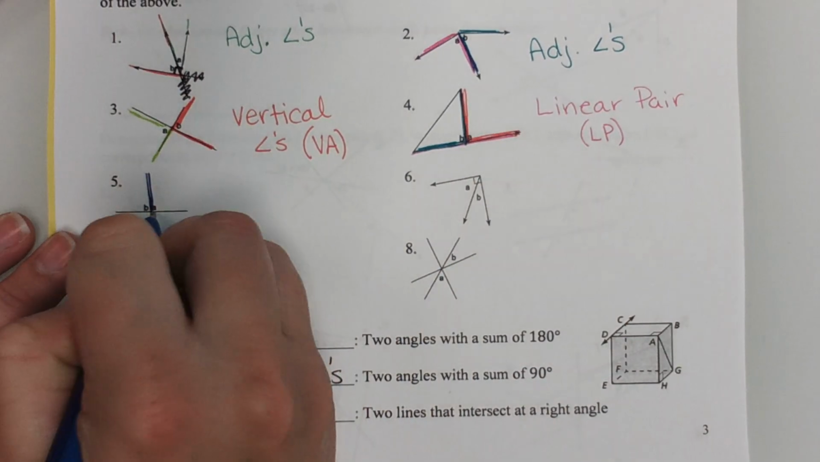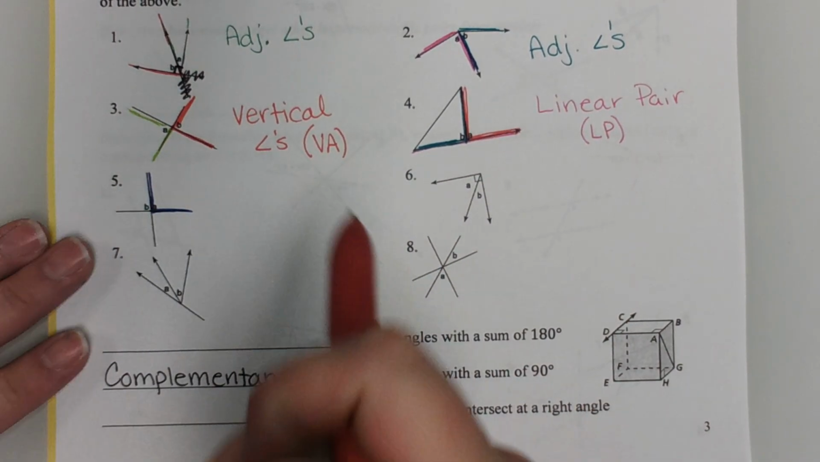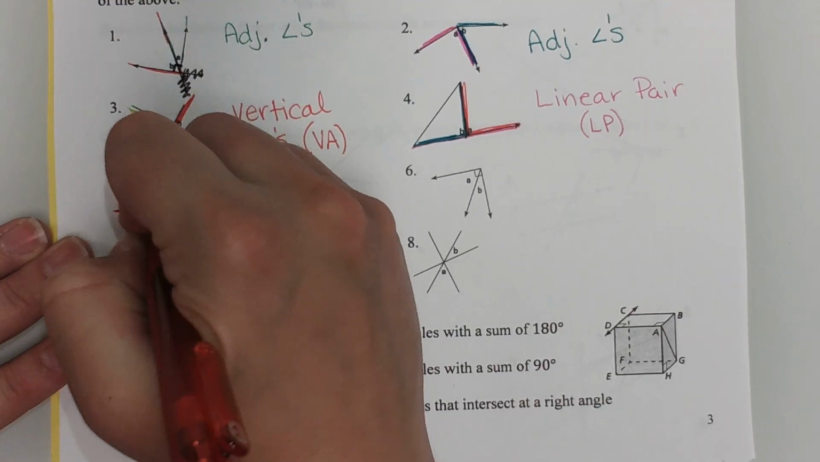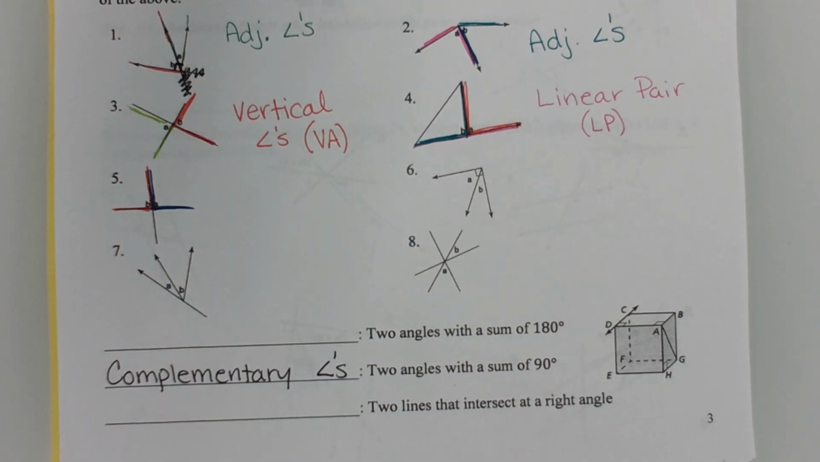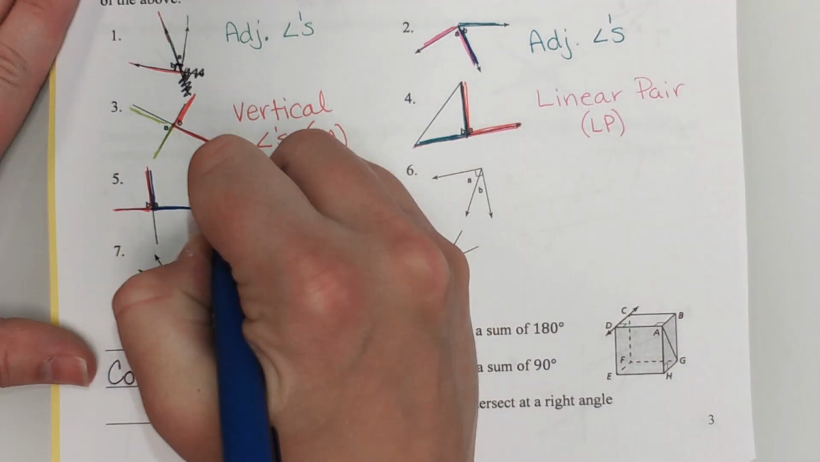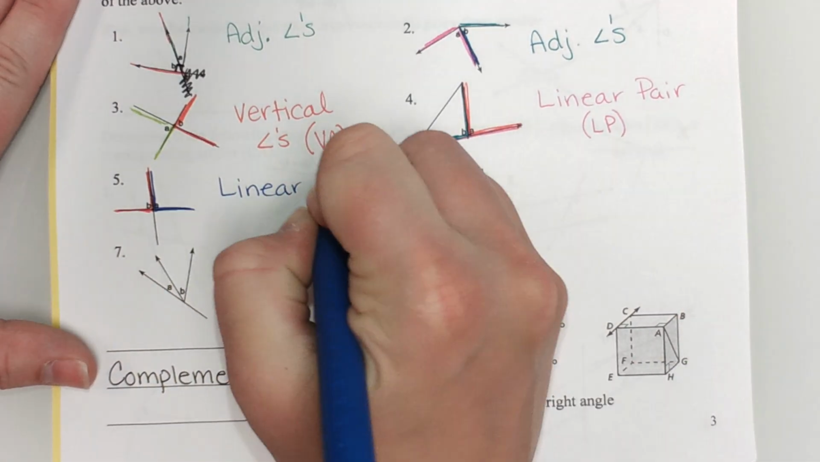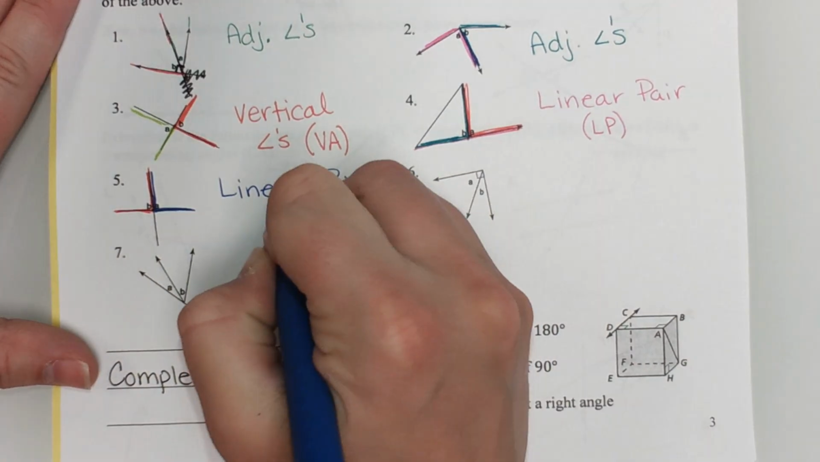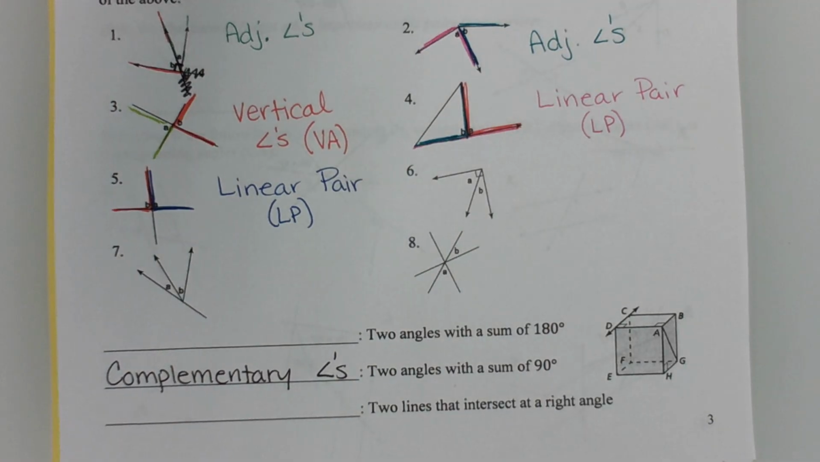Question 5, angle A is right there. Angle B is right here. Are they adjacent? Do they share a middle line? Yes, it overlapped right here. Do they make a straight line? Yes, that makes them a linear pair. If you'd prefer just to write LP, I'm good with that.